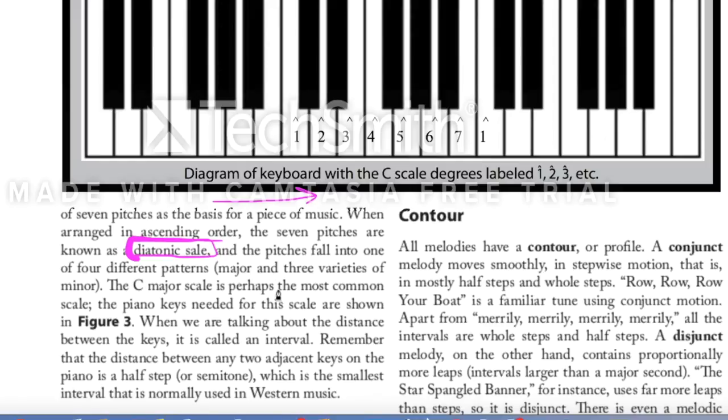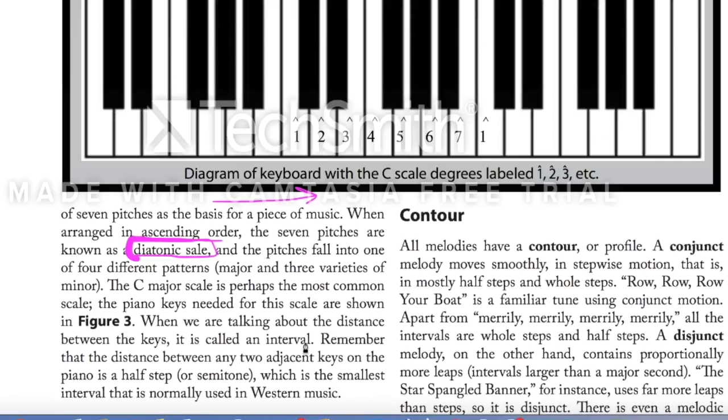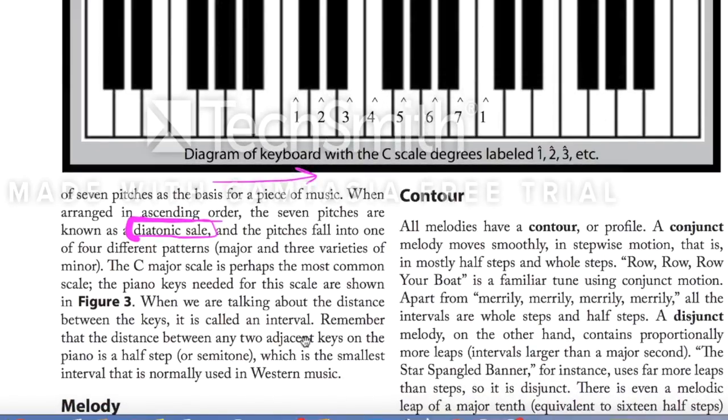The C major scale is perhaps the most common scale. The piano keys needed for this scale are shown in figure 3. When we are talking about the distance between the keys, it is called an interval. Remember that the distance between any 2 adjacent keys on the piano is a half step or a semitone, which is the smallest interval that is normally used in Western music.